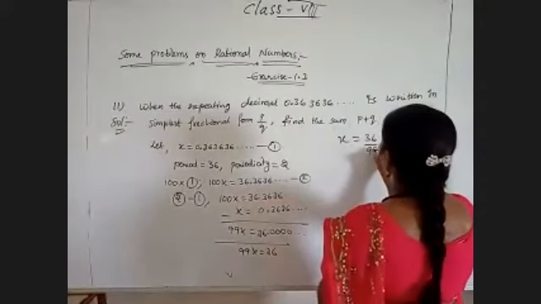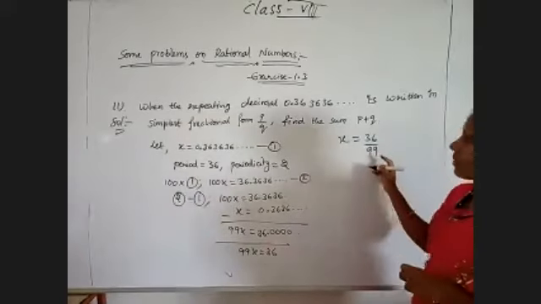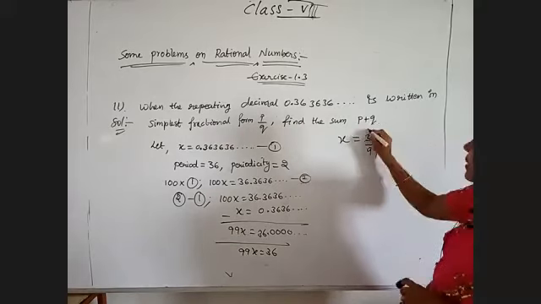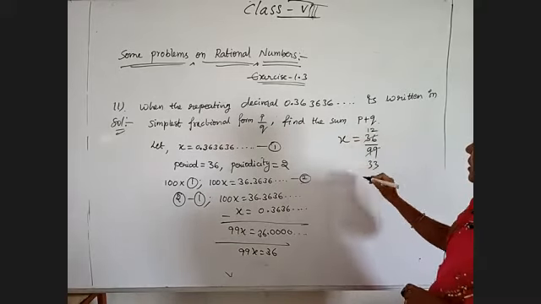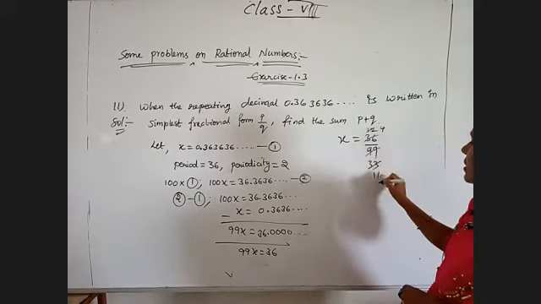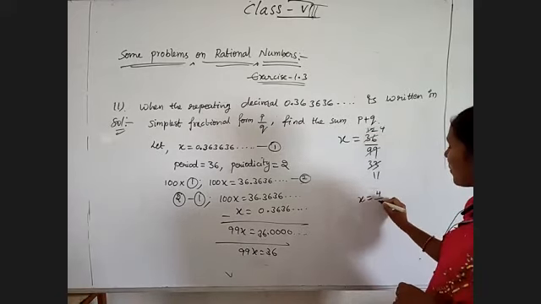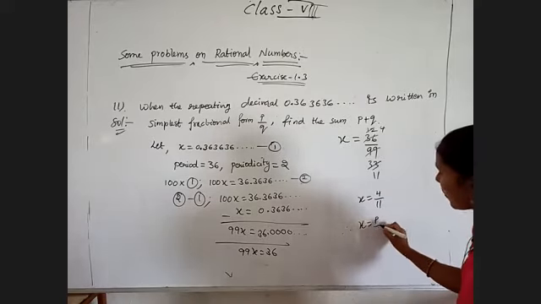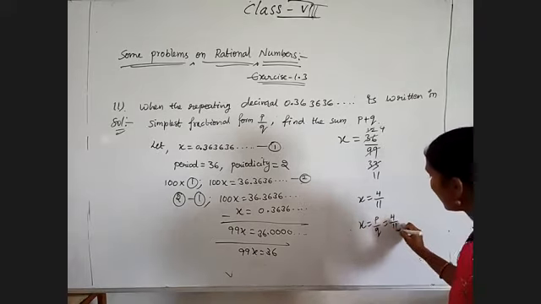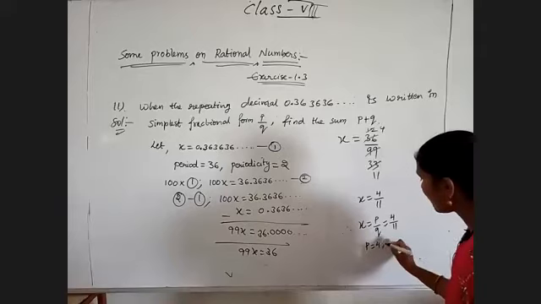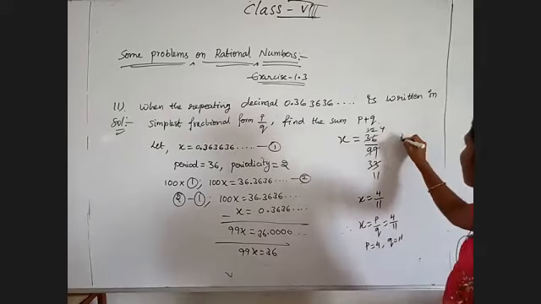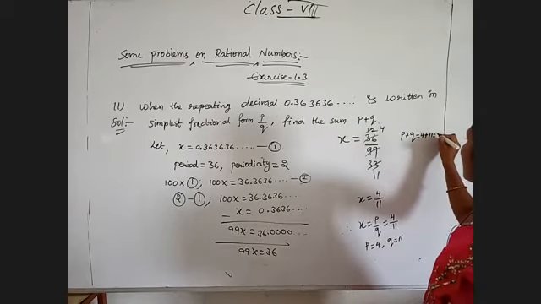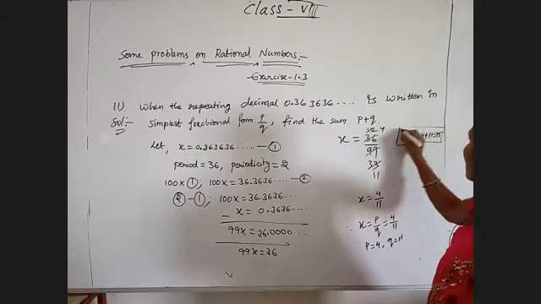So x is equal to 36 by 99. It is not in the simplest form, but they are asking to convert into simplest fractional form. So 3 ones are 3, 3 fours are 12, 3 11s are 33. That's all. x is equal to 4 by 11 is the simplified form. Now x is equal to P by Q form, that is 4 by 11. So P is equal to 4 and Q is equal to 11. They are asking for the sum P plus Q. 4 plus 11 is equal to 15. So like this we need to simplify.